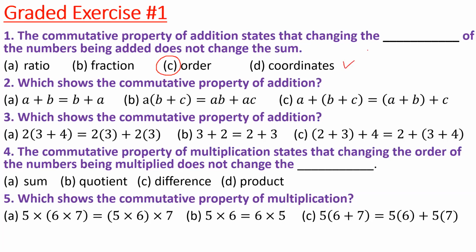Order is right. Excuse me, Mr. Petit, can I do number 2, please? Go ahead. Which shows the commutative property of addition? It would be A. A plus B equals B plus A. Very good. A plus B equals B plus A. And what does the commutative property of addition state in your own words? Anyone can answer. What does the commutative property of addition state in your own words?